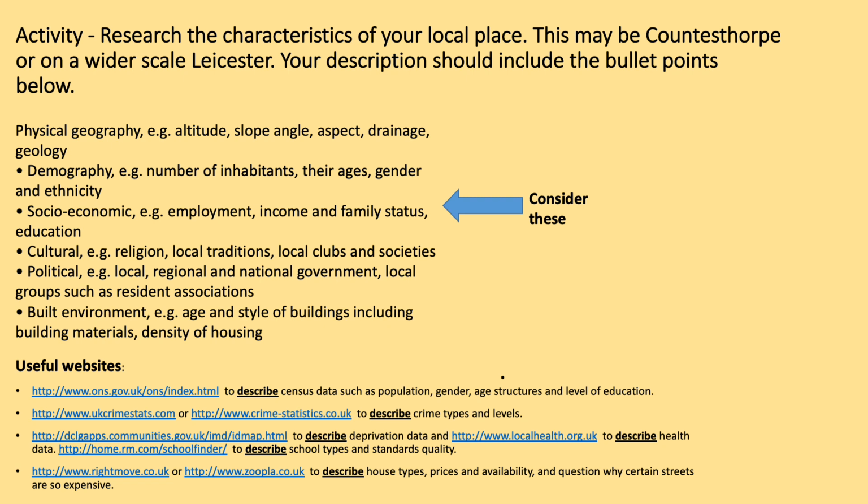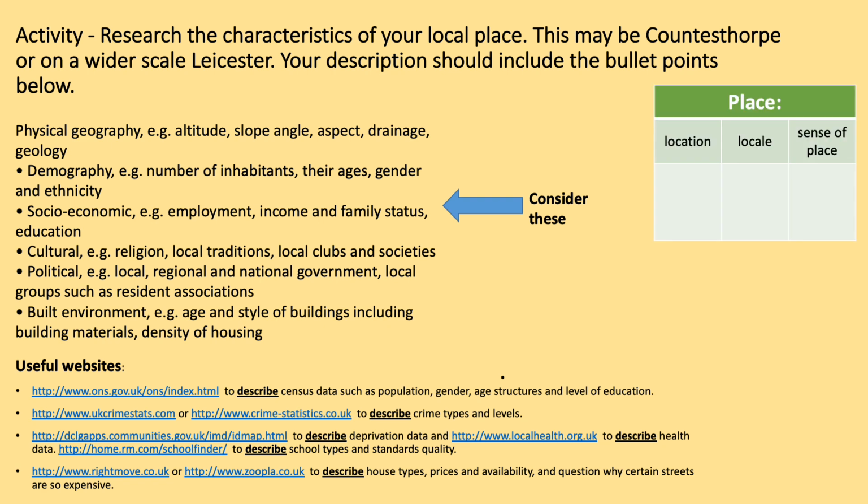For example, the police.co.uk website is a really good one to find out information about crime in an area. But the idea is that you research a place that you are familiar with, whether it be Leicester or a council area as part of Leicestershire, that covers these 6 different characteristics of a place I want you to comment on.